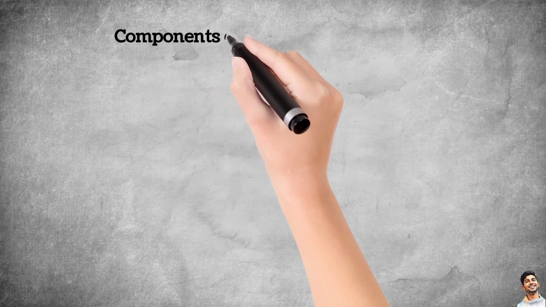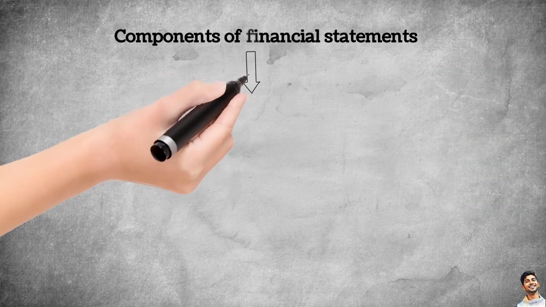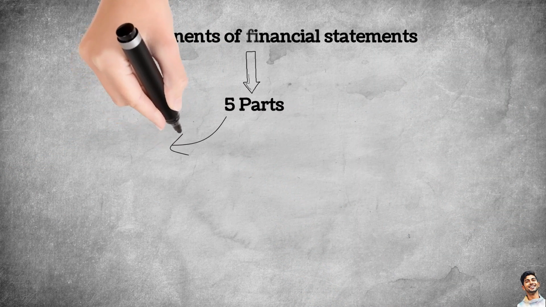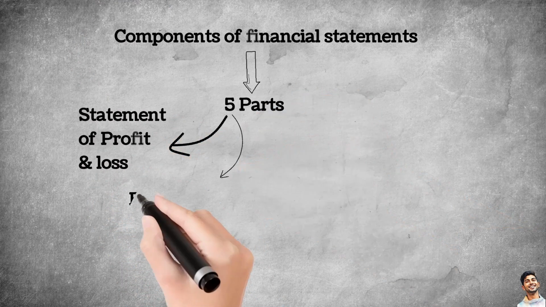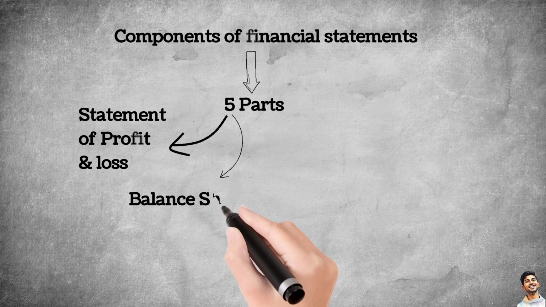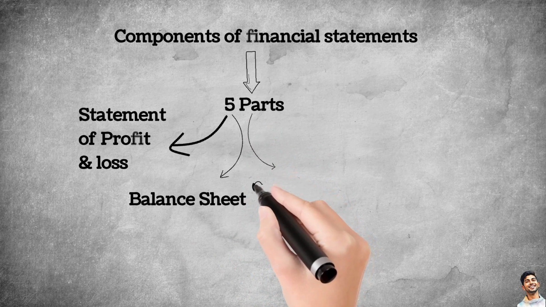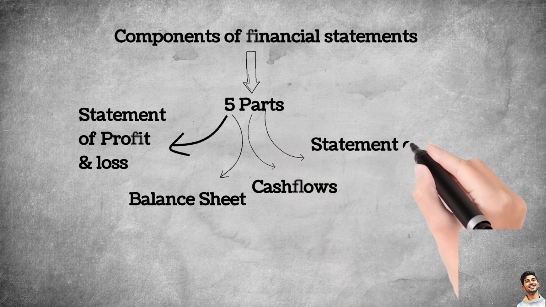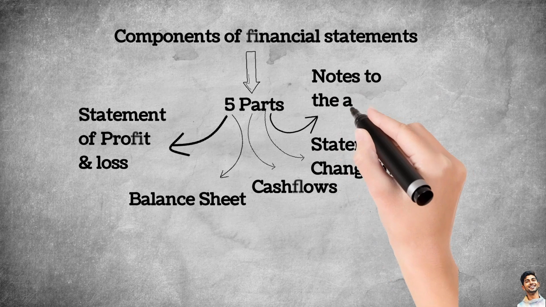Let's move to the components of the financial statement. There are 5 main parts, which are statement of profit and loss, balance sheet, statement of cash flows, statement of change in equities, and notes to accounts.